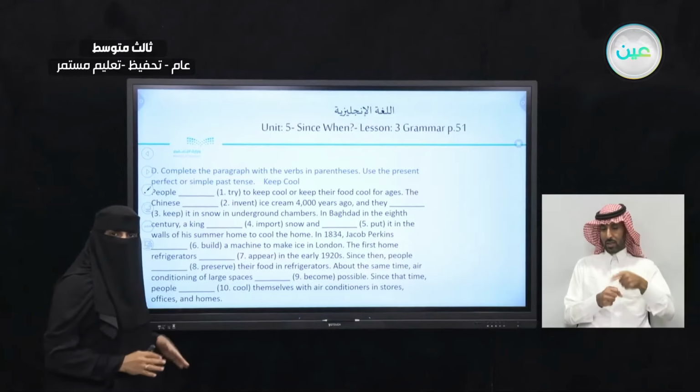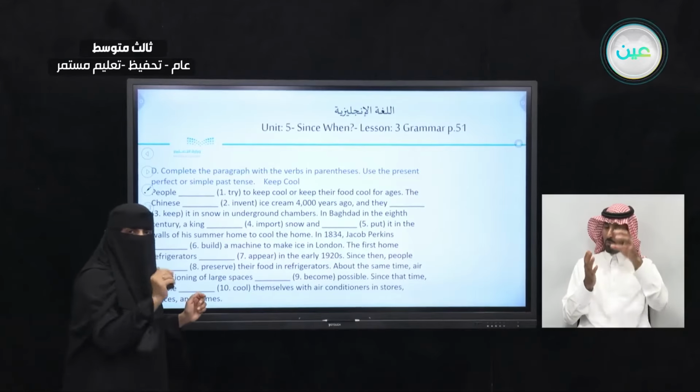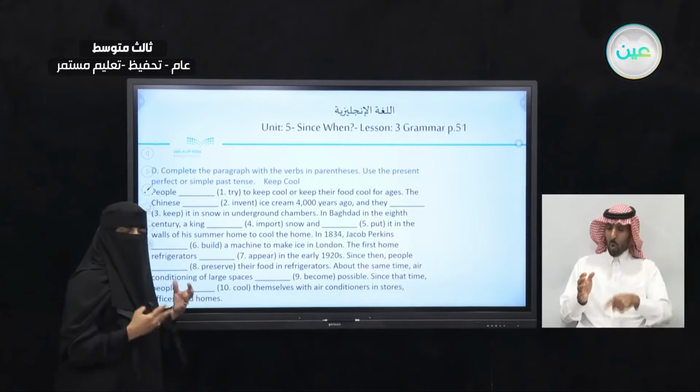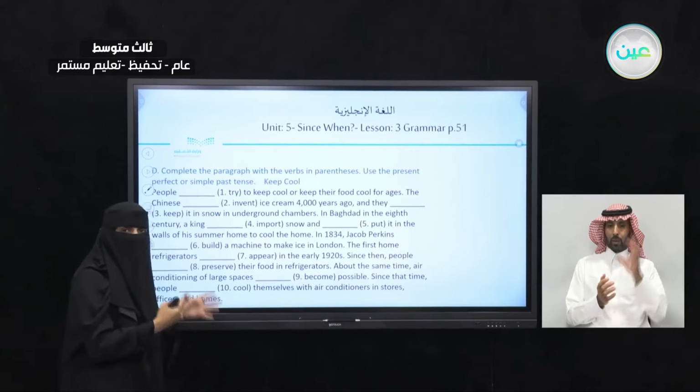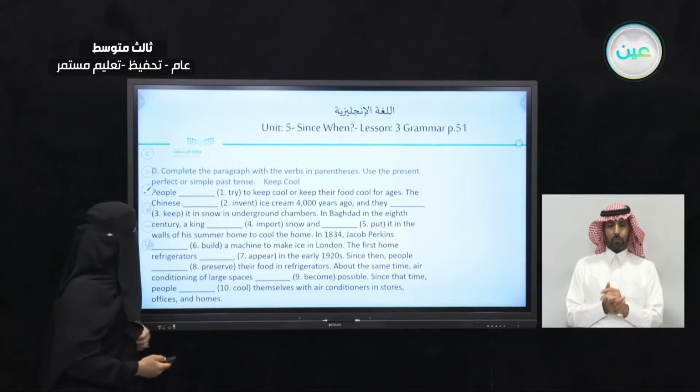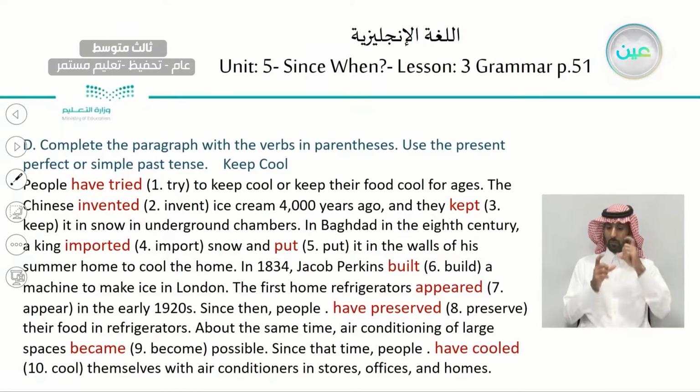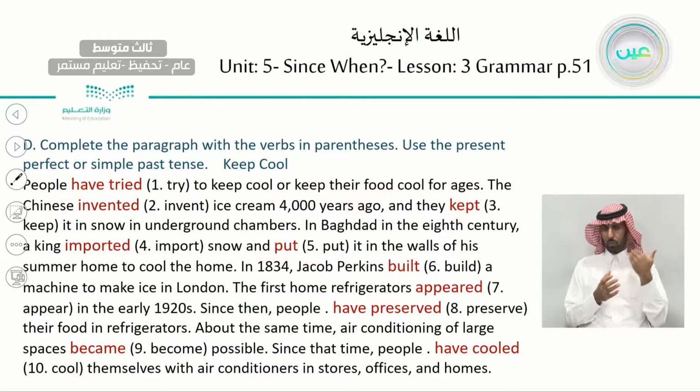Pause the video, read the whole thing, underline the times, and complete the task, and then let's see the answers together, okay? So as we said, number one, we use the present perfect. People have tried to keep cool or keep their food cool for ages. The Chinese, we said here, we have a time. That's why we said past, invented ice cream 4,000 years ago.